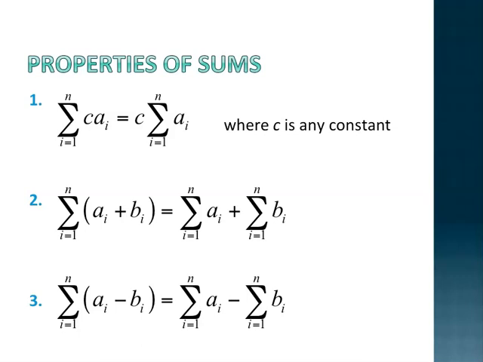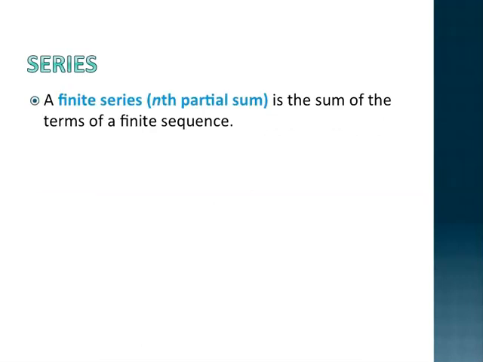Okay, the next thing we're going to talk about are series. So when we talk about series, a finite series, oftentimes you'll also see it called an nth partial sum. So you might see a fourth partial sum, which means the sum of the first 4 terms. So a finite series is the sum of the terms of a finite sequence. For example, you're summing up a sub 1 all the way up to a sub n. This is what we've been doing so far.